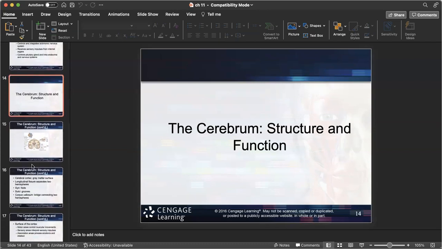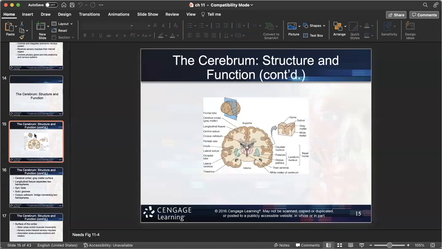And again, I will leave this up to you to review which hormones are produced from which part of the pituitary gland and which ones are stored in the anterior versus posterior pituitary gland. Now, the cerebrum. The cerebrum, here's a cross section.